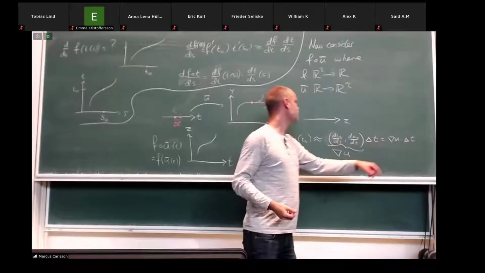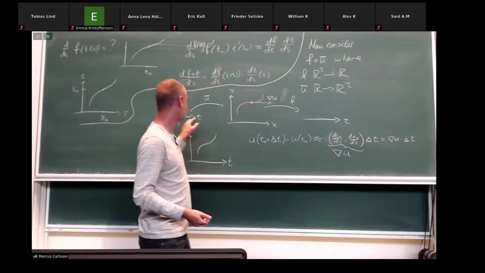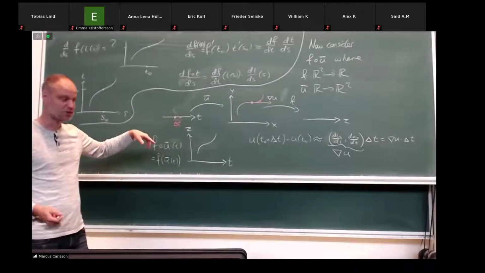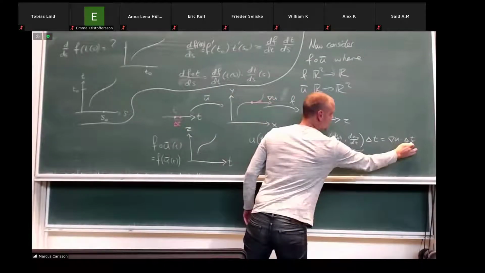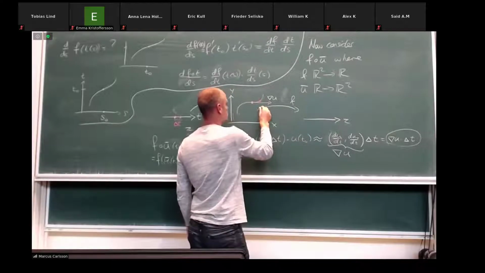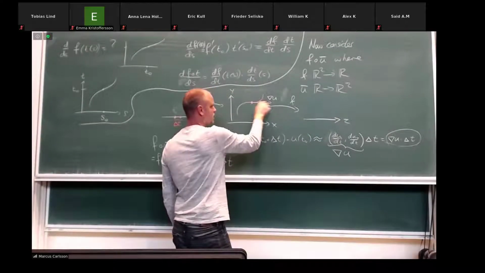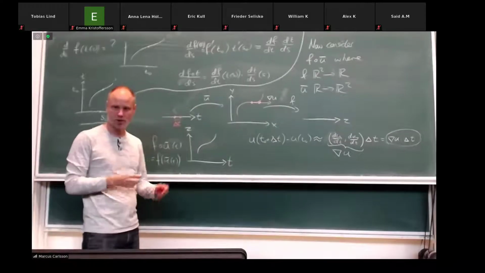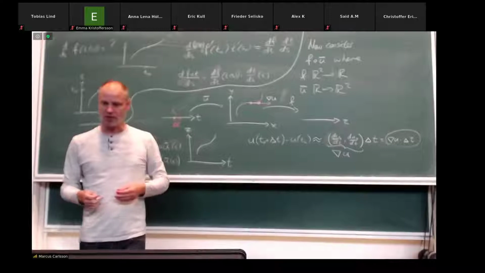Nabla u is the vector, the gradient at the point, and delta t is just a small time step, right? So this thing here, the white thing, will give you a bit of a shorter vector along the direction of motion, which is approximately where the guy is going to be a second later.